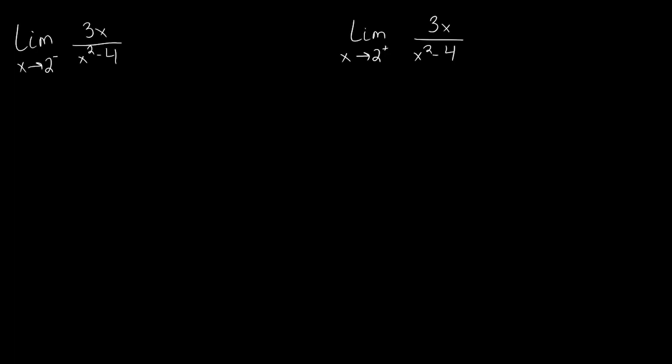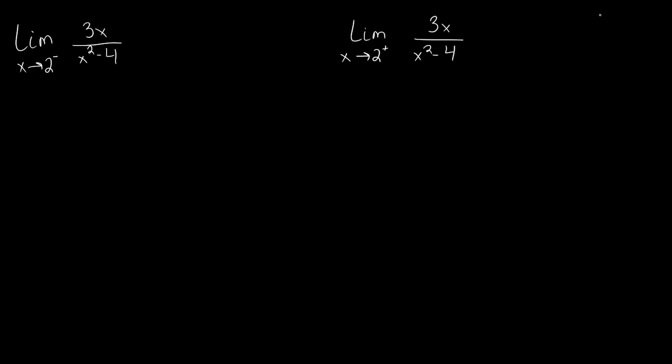In this video, we're going to use one-sided limits of a given value to determine the limit of our function at that given value. So in this case, how we're going to do that is we're going to analyze the limit from the left and from the right of our function that we have here, which is 3x over x squared minus 4.